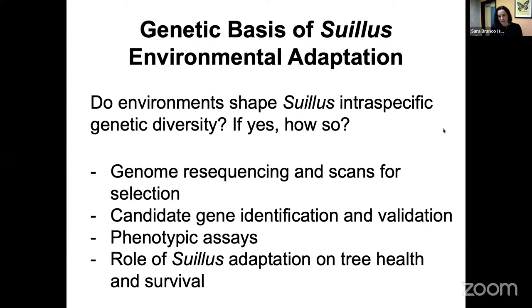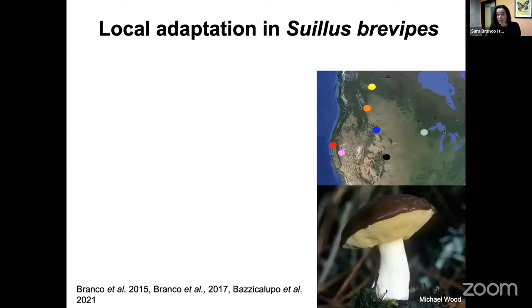And so my first attempt to understand the genetic basis of environmental adaptation in Suillus was with a study on local adaptation in Suillus brevipes. And Suillus brevipes is a tiny, smallish mushroom that is very common in North America. When it's young, it's beautiful because it looks like it has a chocolate cap. When it's old, it's gross. It's full of maggots and it's slimy, it's horrendous. So better young than old in this case.